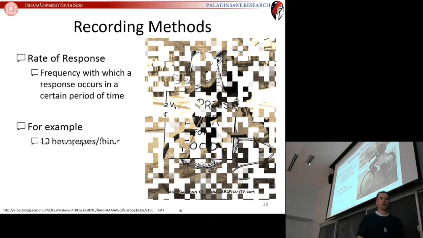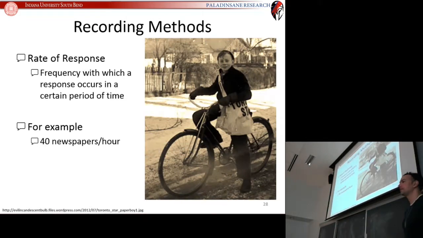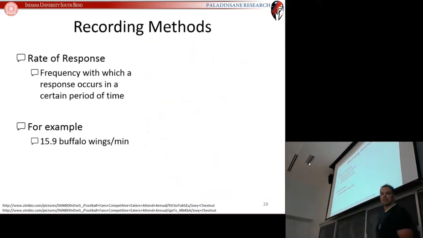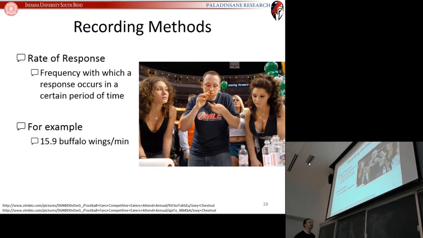If you're an old-timey newspaper boy, you might deliver 40 newspapers in an hour. That's also a rate of response. The delivery of a newspaper is the response. You do 40 of those in an hour. If you can eat 15.9 buffalo wings per minute, then that's a rate of response, and you will be Joey Chestnut here, and he is one of the most successful competitive eaters, and I think this is, where did he go?